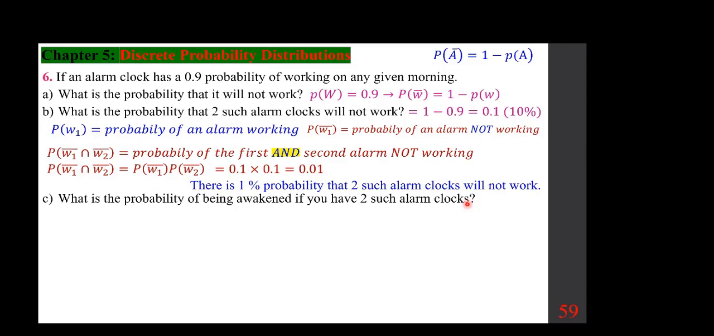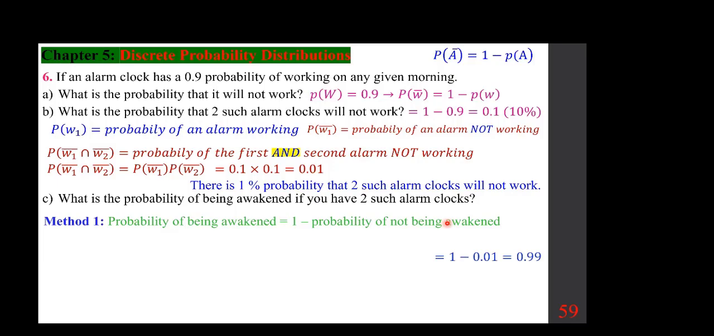Well, there are different ways of doing it. One, probability of being awakened is 1 minus probability of not being awakened. That means the two fail to work. That's really the meaning of it. We are assuming waking up to the alarm. And so 1 minus 0.01 is 0.99. That's the easiest method and you're done. But we could have a different take on that.